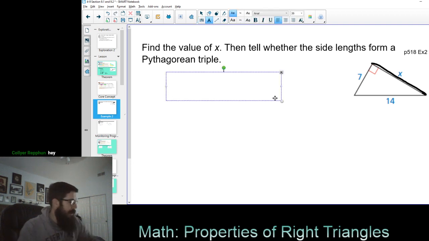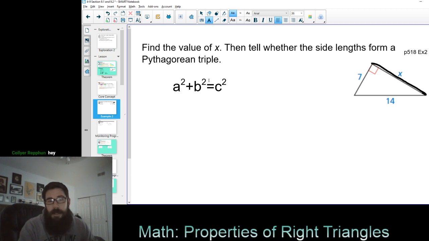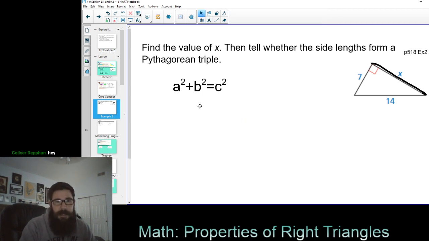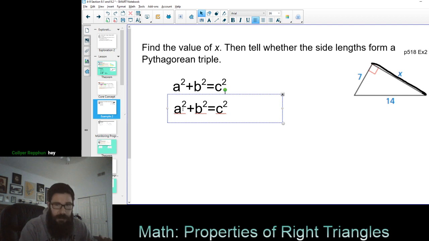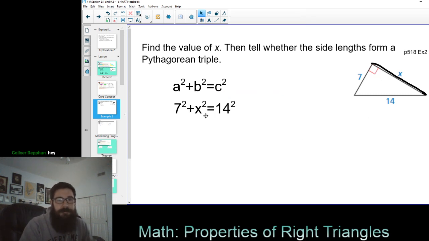So I'm still going to set up my same formula, a squared plus b squared. Sorry if my keyboard's a little clacky, it's individual switches for all that, I'm particular about that. In this case, I'm going to copy this and then go through and edit. I have one leg, and I usually just replace a, 7. My other leg here is x. I don't know what that is. And then c is going to be 14. That's the hypotenuse. It's opposite from that right angle.